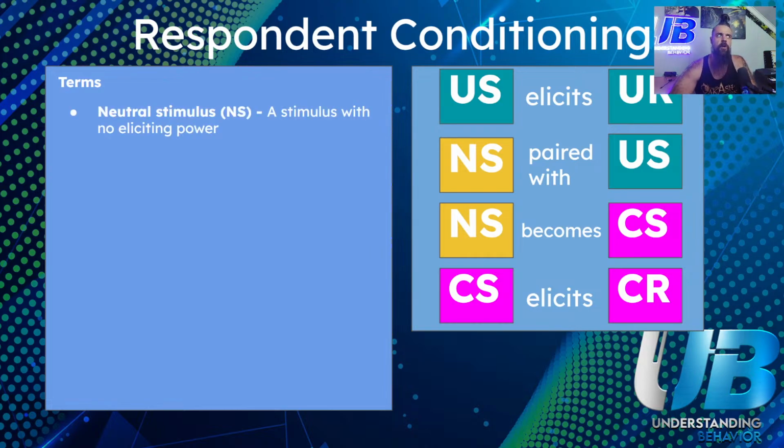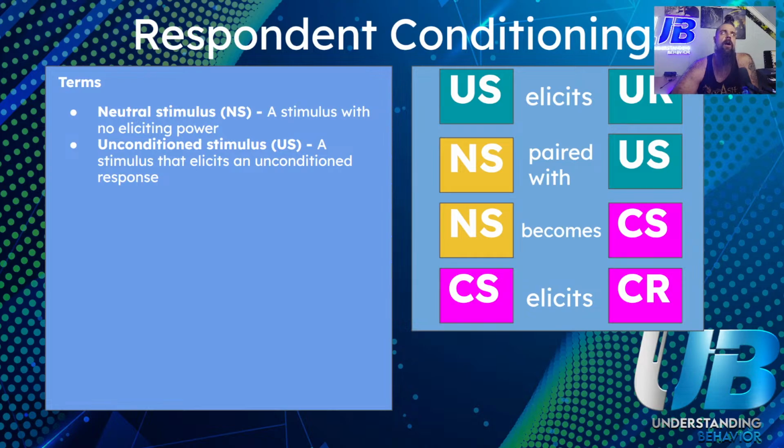So a couple different terms that we need to start off with. First, we have our neutral stimulus. A neutral stimulus is something that does not have eliciting power. Whenever we're talking about respondent stimuli, we're going to use this word, eliciting. We'll never use eliciting when we're talking about operant behavior. So we would not say an SD elicits behavior. That'd be wrong. But with all these respondent terms, we are going to use this word elicits, and it's really the only time we're going to use this.